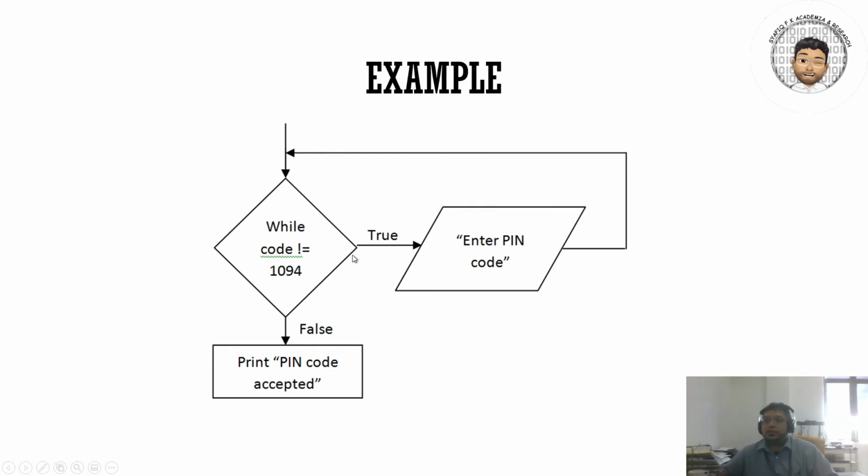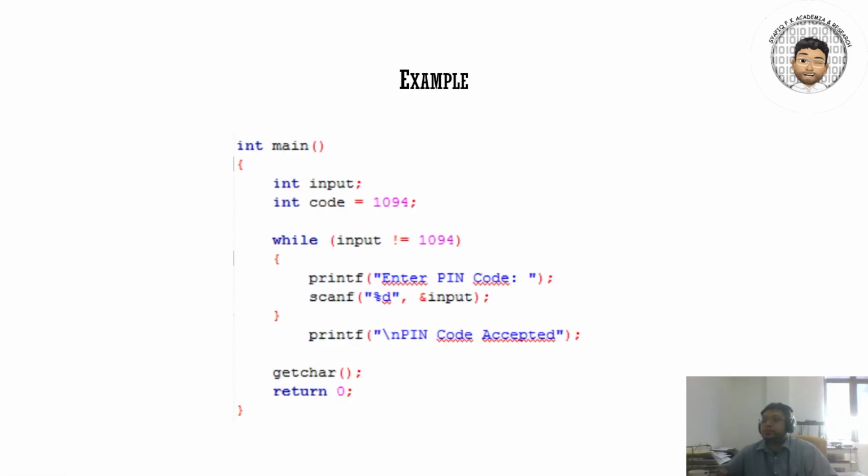So usually we use it in enterprise code. While code is not equal 1094, enter pin code. Okay, it means that you repeat unless the pin code is accepted. You keep on repeating, asking for the correct pin code. Once you get the correct pin code, which is 1094, the system will print pin code accepted.